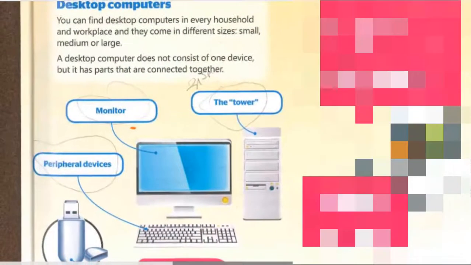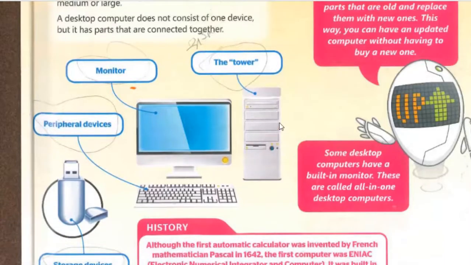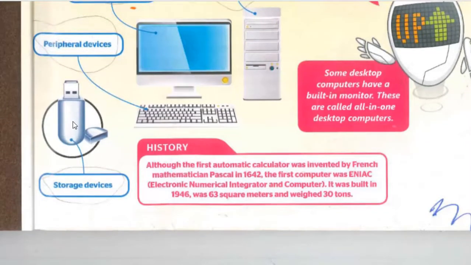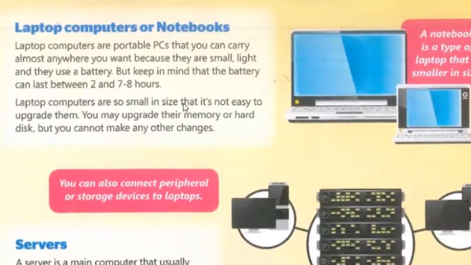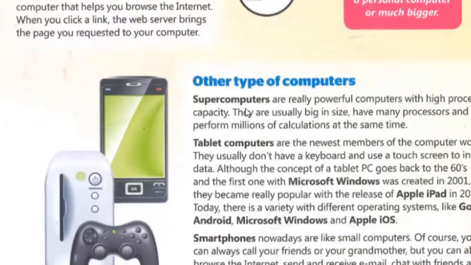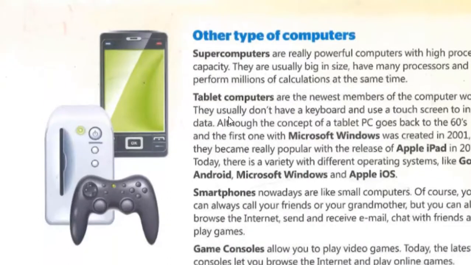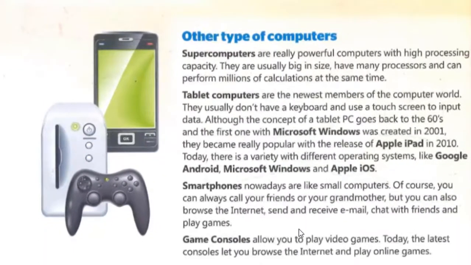We've also learned a lot about the types of computers. The desktop computer that consists of the monitor, the tower, and the peripheral devices like the keyboard, the mouse, and the flash drive or any other storage devices. Other types of computers are laptop computers or notebooks, servers, supercomputers, tablet computers, smartphones, and game consoles.